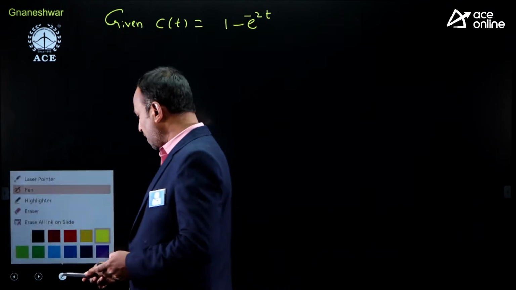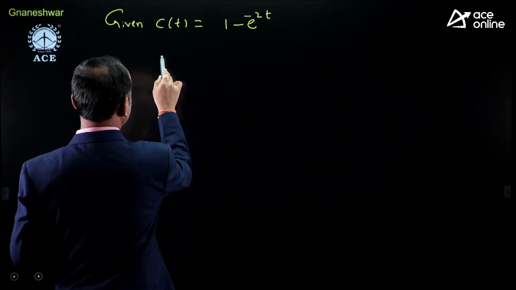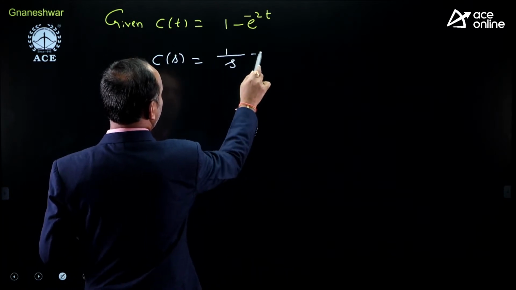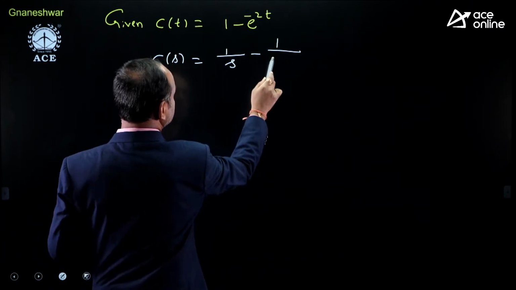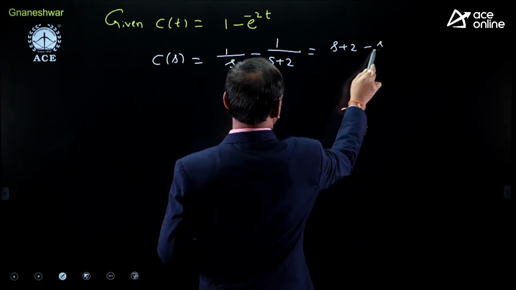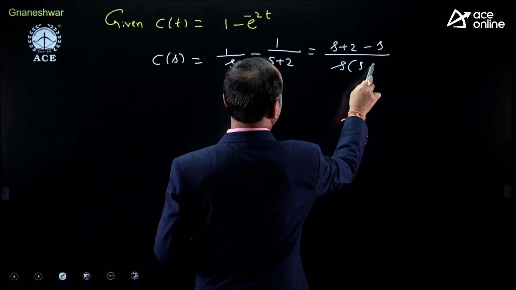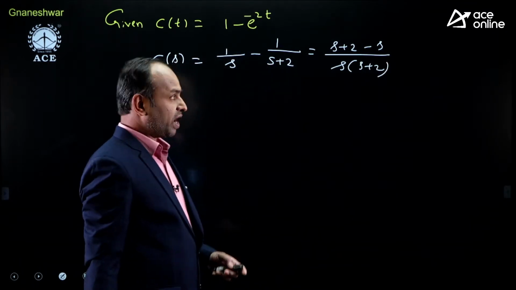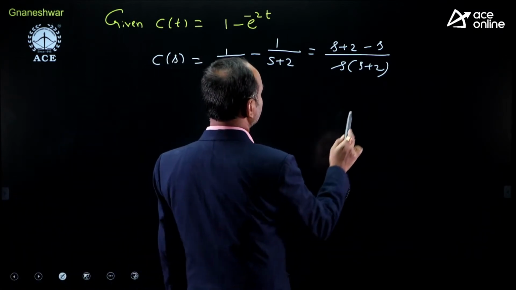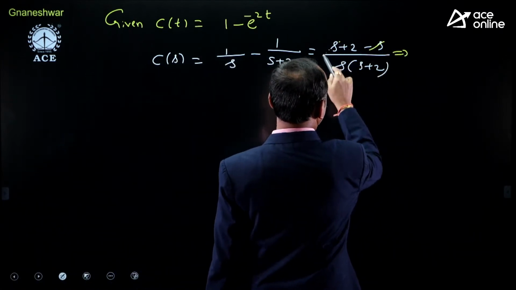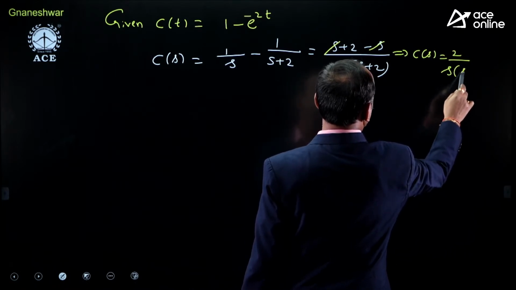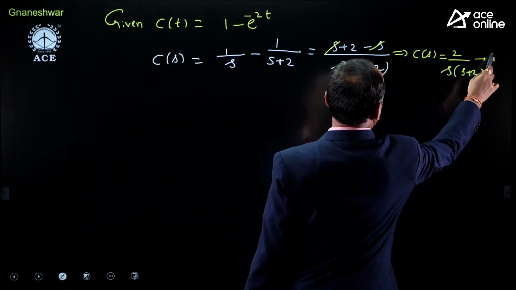Now apply the Laplace transform for this one. C of s equal to the Laplace transform: 1 means 1 by s, the Laplace transform of e power minus 2t means here s plus 2, minus. Take the LCM: s plus 2 minus s upon s into s plus 2. So finally, s minus s cancels, and C of s equals 2 upon s into s plus 2. This is equation number 1.